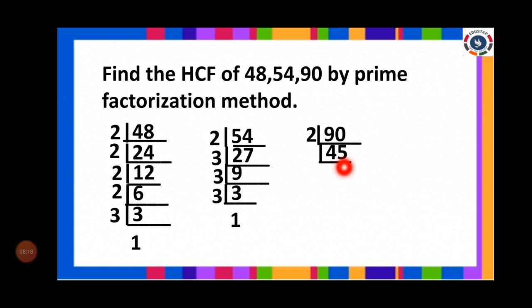Otherwise 3 is also possible. Sum of the 2 digits, how much? 4 plus 5, 9. So 9 is possible, divisible by 3. So you can go with 3 or 5, but I went with 5. Okay. So how many times 5s are there in 45? 9 times. So I am going to write 9.